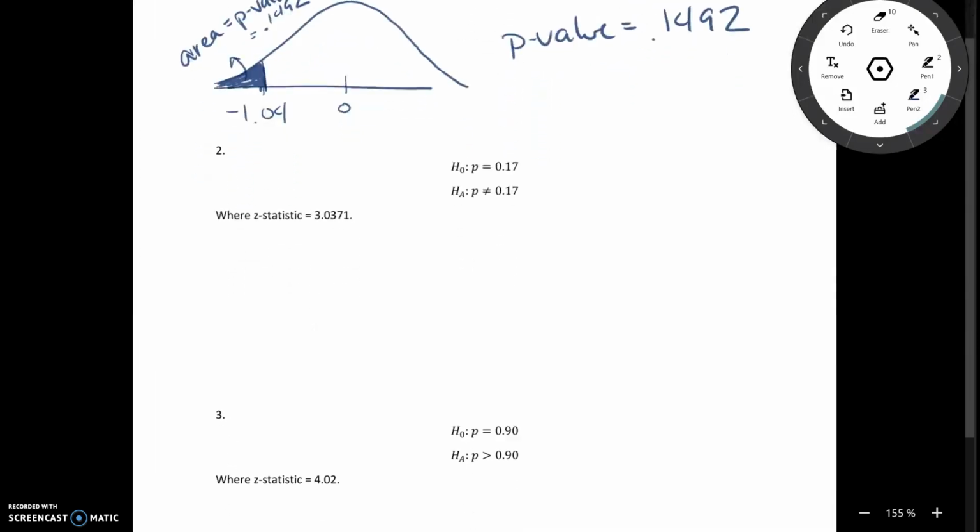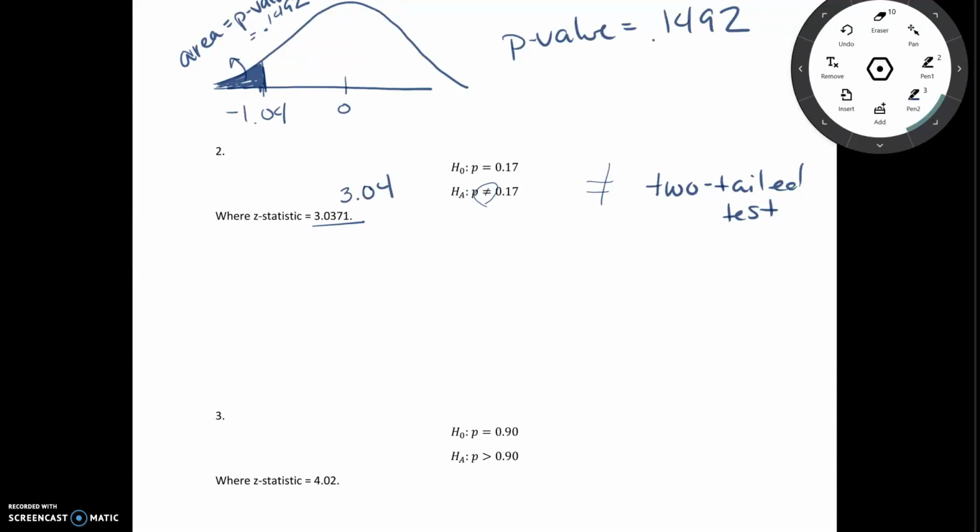Alright, now the next one down. Notice that in the alternative we've got a not equal to sign. Anytime you've got a not equal to sign, that means you have a two-tailed test. We found a test statistic of 3.0371, and I'm going to round that to 2 decimal places. The reason for that is when we look numbers up on the standard normal table, we can only look them up to 2 decimal places.